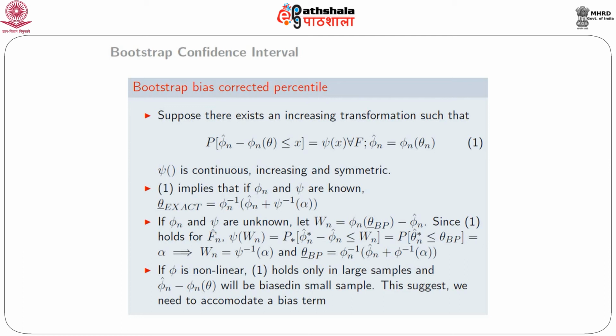However, if ψ is non-linear, then the probability in 1 holds only for larger samples, and φ_n hat minus φ_n(θ) will be biased in small samples. So, this means that we need to accommodate a bias term, and that is the reason we go into the next, which is bootstrap bias corrected percentile.